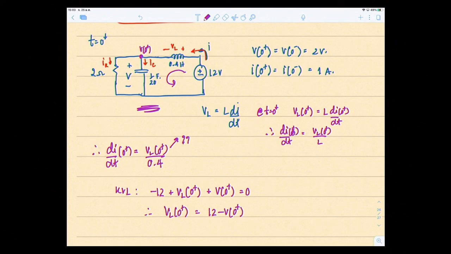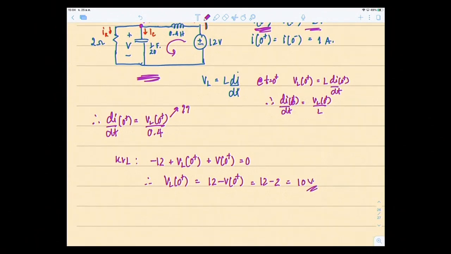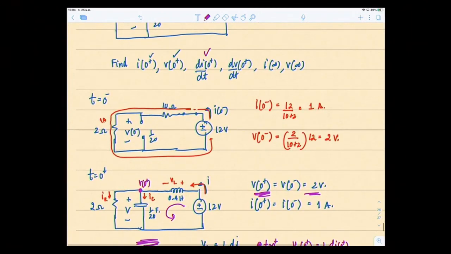Well, V at 0 plus is the voltage drop across the capacitor, which is right here, so 2. So therefore it's 12 minus 2 equal to 10 volt. So I get my VL at t equal to 0 plus to be equal to 10. So my di/dt at 0 plus is equal to VL at 0 plus divided by 0.4, so 10 over 0.4 equal to 25 amp per second. So I got my di/dt there.